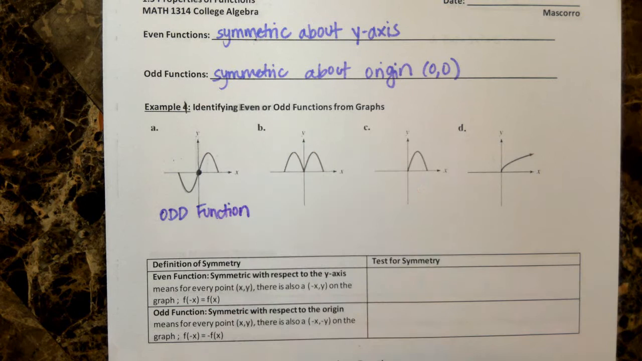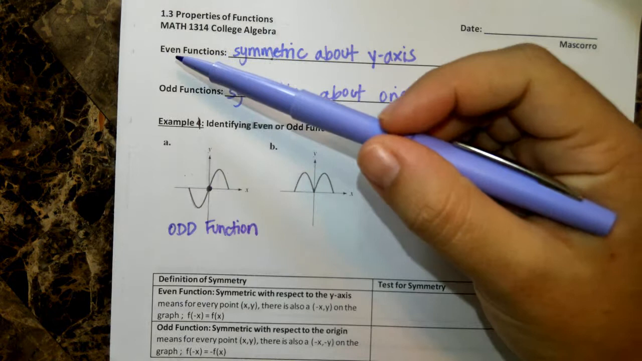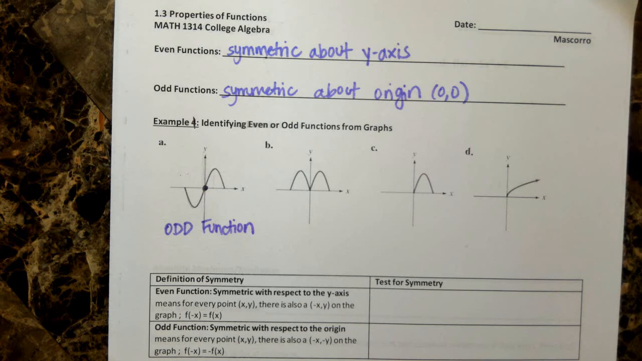Okay. And then we don't have to test for neither. A function cannot be both even and odd, not that I know of. Nope, not that I know of. If you can think of a cool one, though, you can definitely send me one. But off the top of my head, a function cannot be even and odd at the same time.